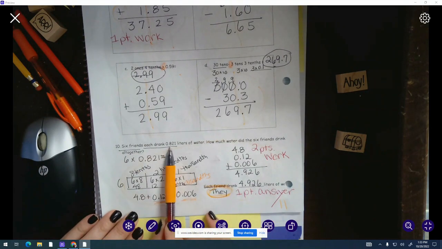This is 6 friends each drank this. How much altogether? Here is the equation. Here is my area model. Don't forget place value. That's where a lot of you are messing it up. You're getting a little sloppy thinking you don't have to write all this in, and it's making errors. You practice the way you want to perform.